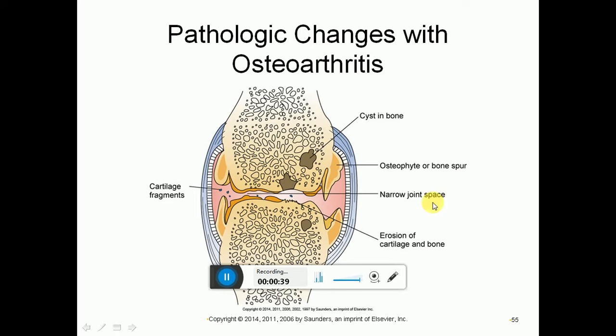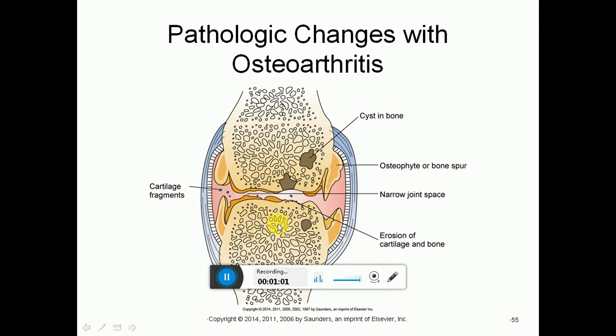For the pathological and pathophysiological changes that happen in osteoarthritis, there is an erosion and destruction of the articular joints, and you can see here there's a decrease in the interarticular space with new bone formation, and that bone is called osteophytes or bone spurs, with the development of cysts in the bones.